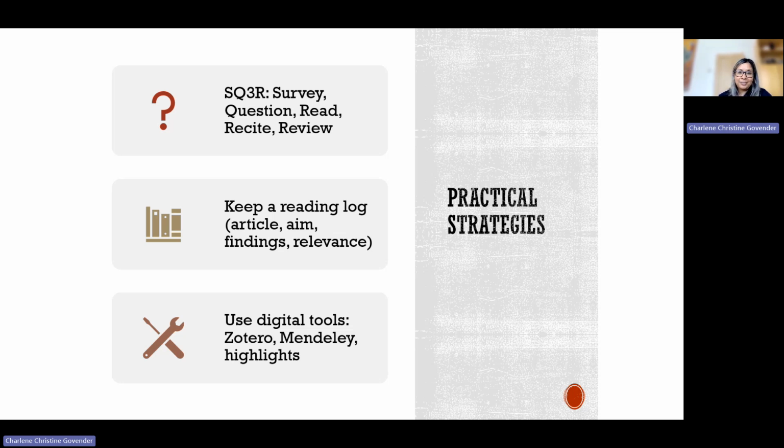Write down the article title, the aims, the findings, and the relevance in a table or a document and save it. Okay. The last thing you want to do is put that much effort into it and then not save your document. Now, it really makes essay writing much easier when you go back and find the sources. And if you like to use digital tools like I do, Zotero and Mendeley, they really help you organize your articles, store references, and add highlights or notes. So these are definitely tools that you can use in your own writing.